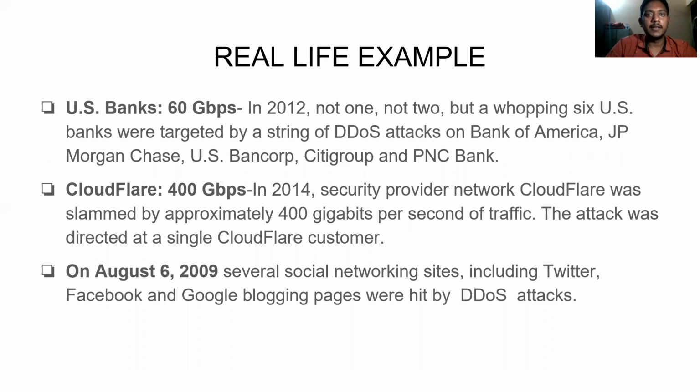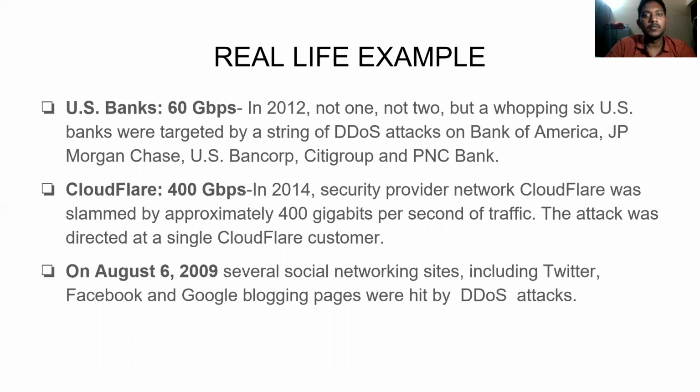These are some real life examples of DDoS attacks. First one is US banks, 60 Gbps. In 2020, not one, not two, but a whole six banks were targeted by a string of DDoS attacks. Those targets included Bank of America, JP Morgan Chase, US Bank, Citigroup, and PNC Bank.